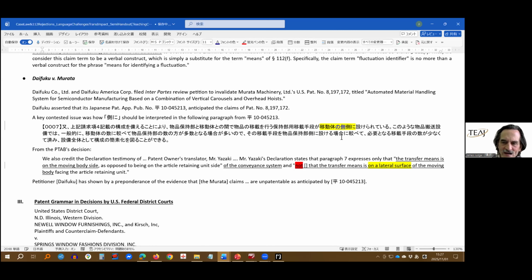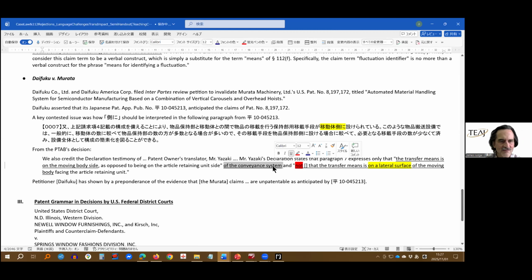But this "gawa" is a constant problem in translation. And the problem is that what is missing is that the system itself is not mentioned in this sentence, right? This is the problem that we always encounter with "gawa ni," and it means "zentai ni taishite no" this side, not the opposite side, or whatever it is. And it's very interesting to me that Mr. Yazaki recognized and explained to the PTAB that that's what is going on with this expression.